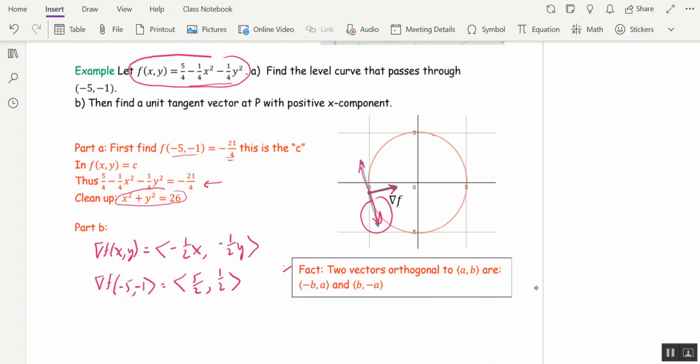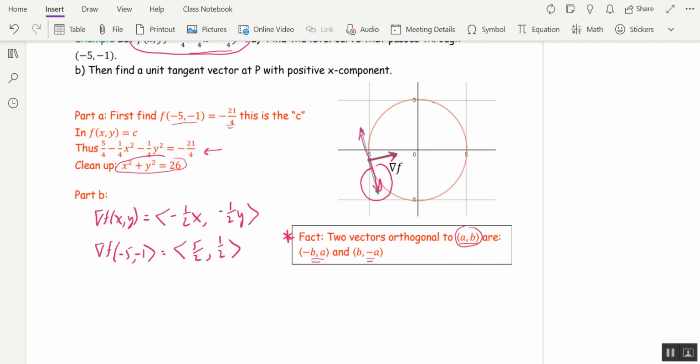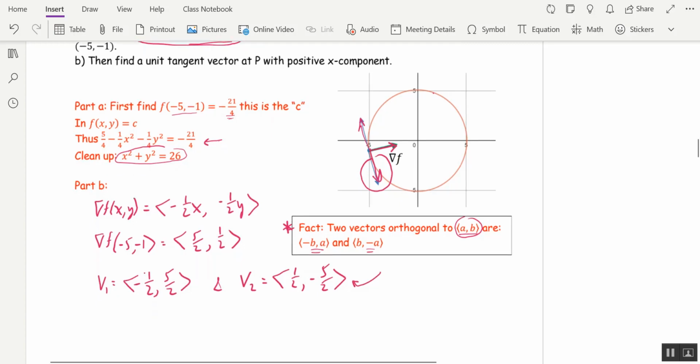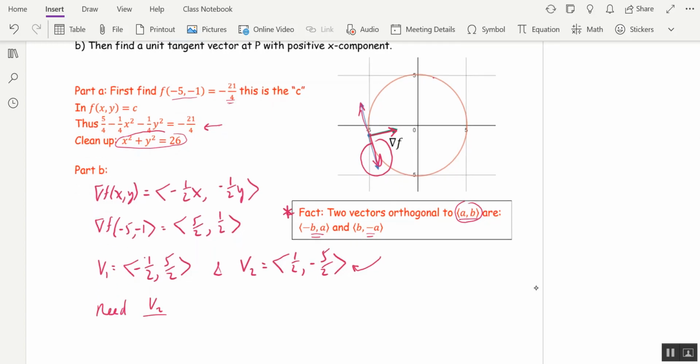And you can use this fact over here to find them. It's super simple. Recall two vectors are orthogonal if their dot product is 0. So you can just quickly check that this vector and this vector both dot to 0 with this vector. All right, so two vectors orthogonal to del f are v1 equal to (-1/2, 5/2), and v2 equal to (1/2, -5/2). Those are both orthogonal to the gradient. We want the one with the positive x component, so we want v2. However, we want a unit vector, so we need v2 divided by its length.